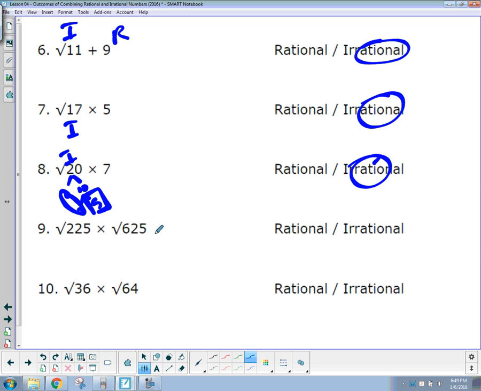Another trick one. The square root of 225, remember in class, was 15, which is rational. 625 is 25, so that's rational. So we have a rational number. Same thing for this one. Square root of 36 is 6. Square root of 64 is 8. These are two rational numbers. My answer must be rational.